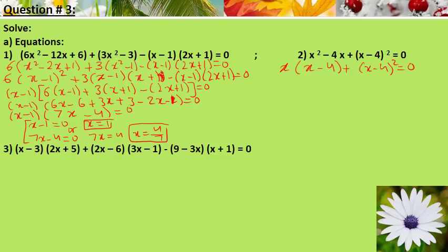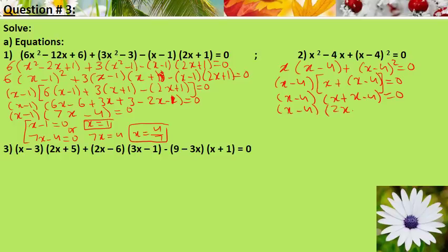is equal to 0. Now what do you have common? We take x minus 4 common. X plus x minus 4 is equal to 0. Yes, Badia? X plus x minus 4 equals 0. X plus x, 2x, minus 4 is equal to 0.